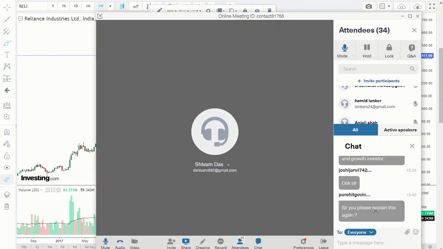Okay, somebody asked me what a value and growth investor is. A value investor follows more of a Warren Buffett style of investing, wherein if the company is available at a very low valuation price, then I will buy into that company. It is a value buy for me.